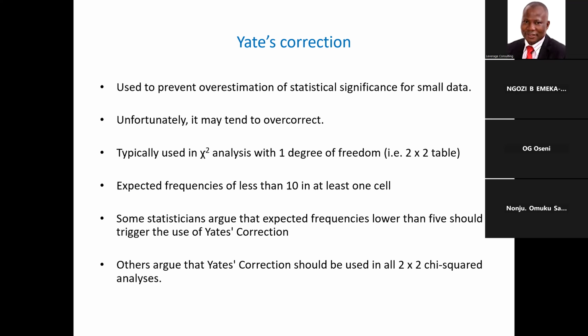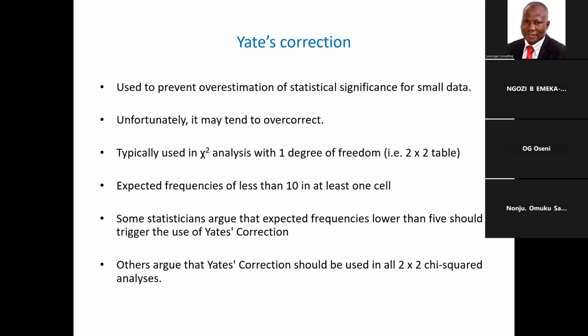Right now, let's talk about the logic behind what we call Yates correction. This Yates correction is used to prevent overestimation of statistical significance for small data. What they mean by small data is, number one, a 2 by 2 table. Then the sample size is not much, so you may begin to see that the value in each cell may not be much. Unfortunately, it may tend to overcorrect.